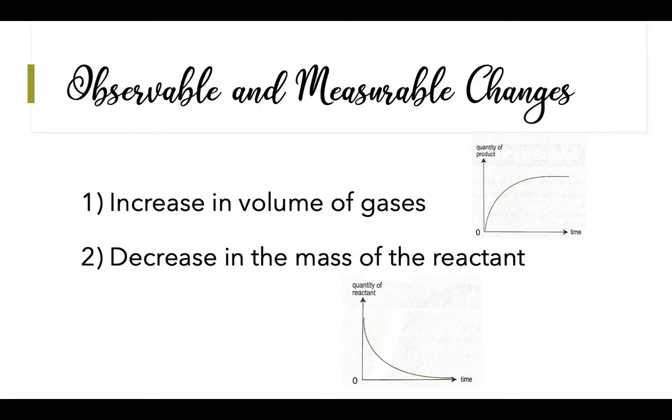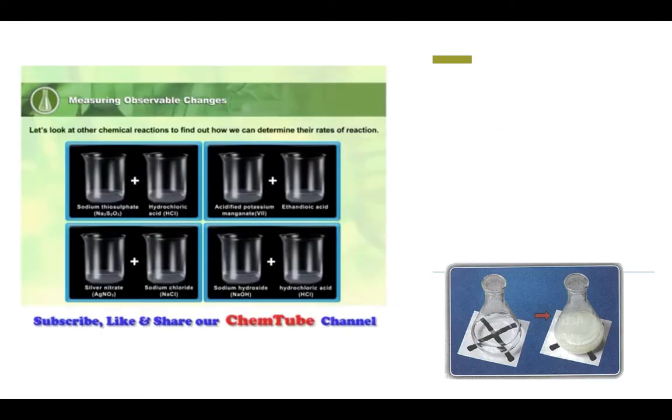So number one, the observable and measurable change is the increase in the volume of gas. As the time increases, the quantity of the product, which is the volume of gas, will increase too. And then number two, the decrease in the mass of the reactant. As the time increases, the quantity of the reactant, which is the mass of the marble chips, decreases. Okay, and what are the other criteria?